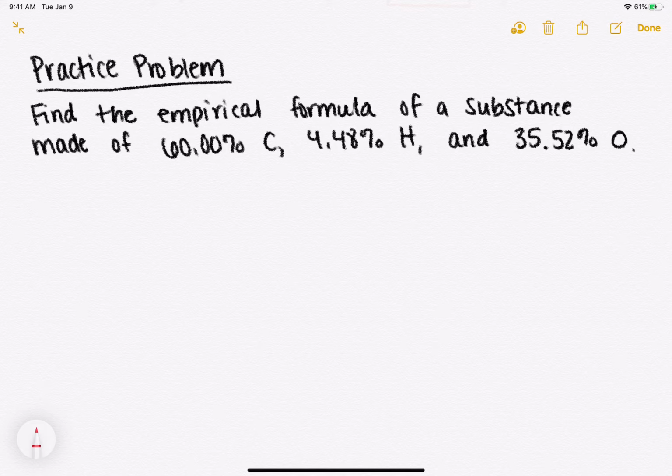as long as those percentages add up to 100, then you can really pick any total amount of grams you want. Your sample can be any size. So just to make it easy, we're going to assume the sample size is 100 grams.